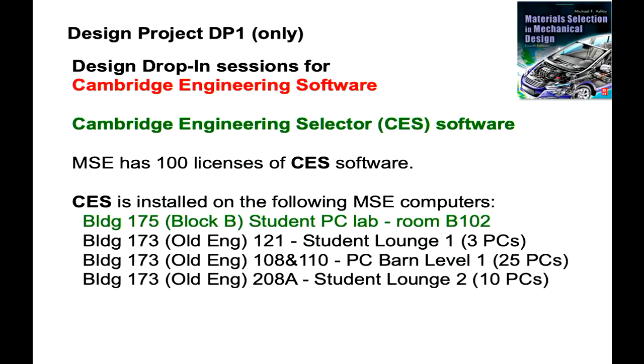Anywho, for the first assignment, the easy one, we have a bit of software called Cambridge Engineering Selector that we make use of, and we only have 100. If they rip us off a bit, it's a rip-off license. We only get 100 seats worth of the software, and this is where it's located. Most of them are in room B102. It's a computer lab, a little bit out of the way, in block B.